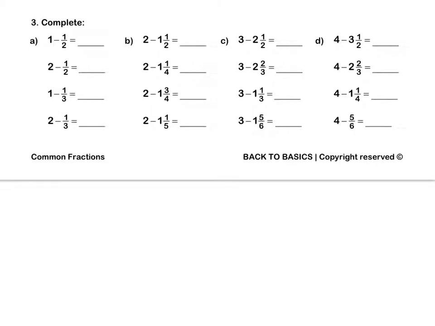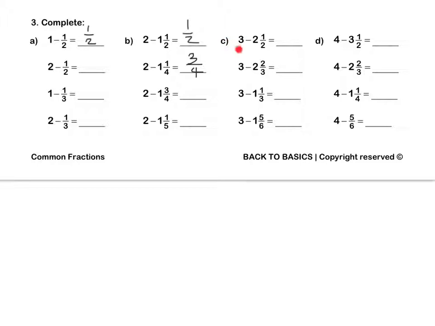Question 3. 1 minus 1/2 is 1/2. And if we check going backwards, 1/2 plus 1/2 is 1. Let's look at B. 2 minus 1 1/2 is 1/2, because 1/2 plus 1 1/2 is 2. 2 minus 1 1/4 is 3/4, because 3/4 plus 1 1/4 is 2.